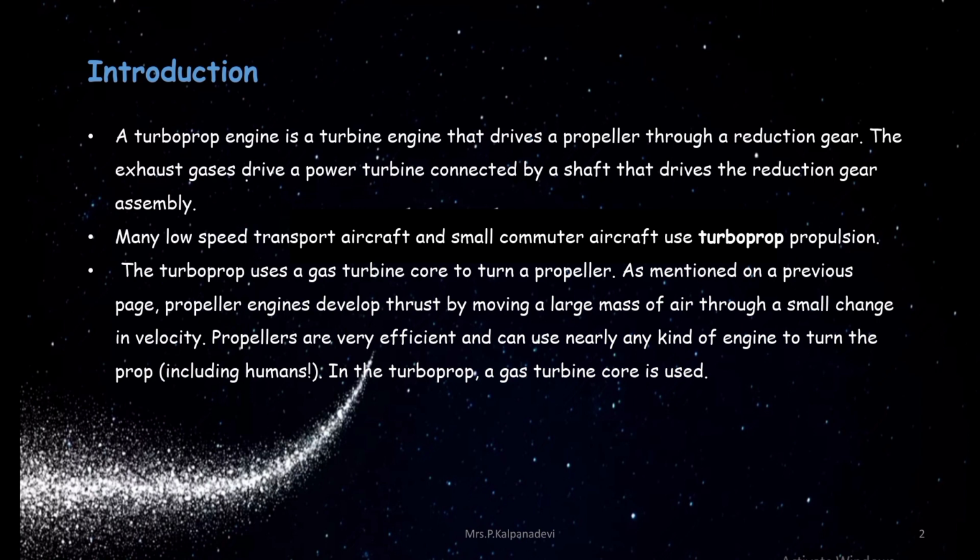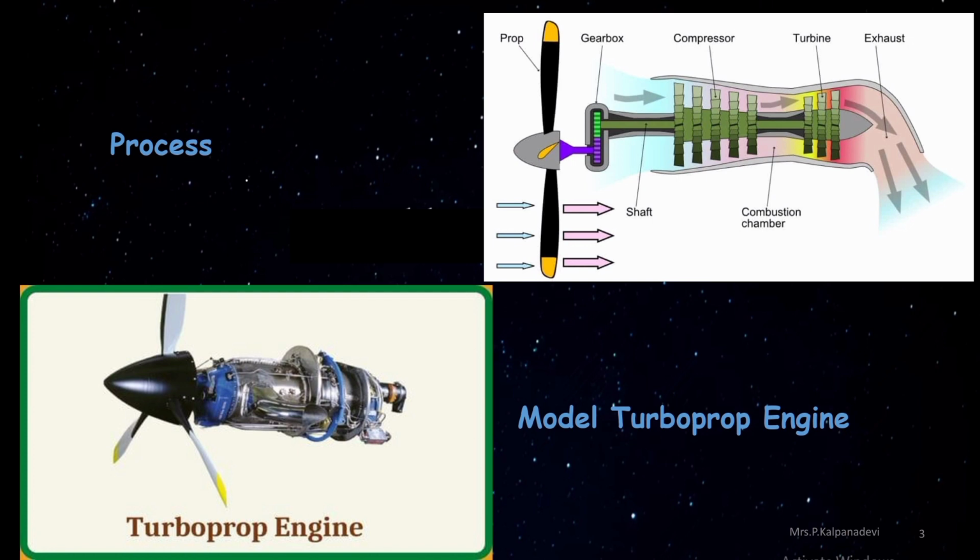This turboprop engine is nothing but a turbine and propeller. It is an engine that drives a propeller through a reduction gear. The exhaust gases drive a power turbine connected by a shaft that drives the reduction gear assembly. Many low-speed transport aircraft and small commuter aircraft use turboprop propulsion. The turboprop uses a gas turbine core to turn a propeller.